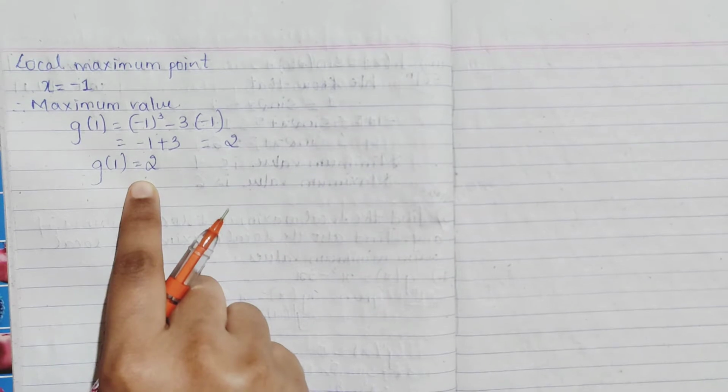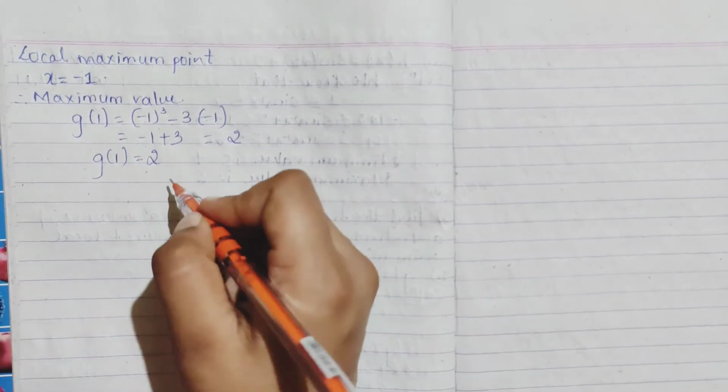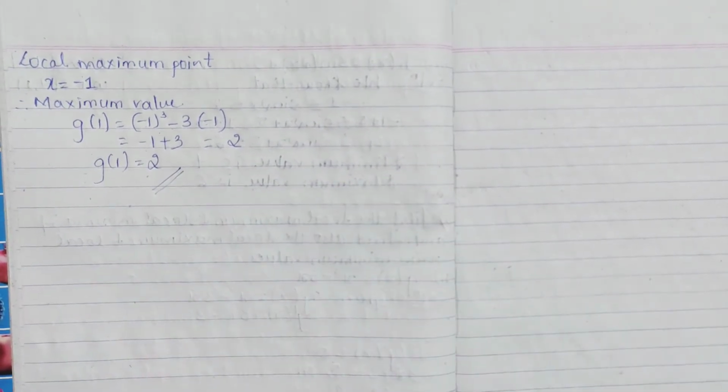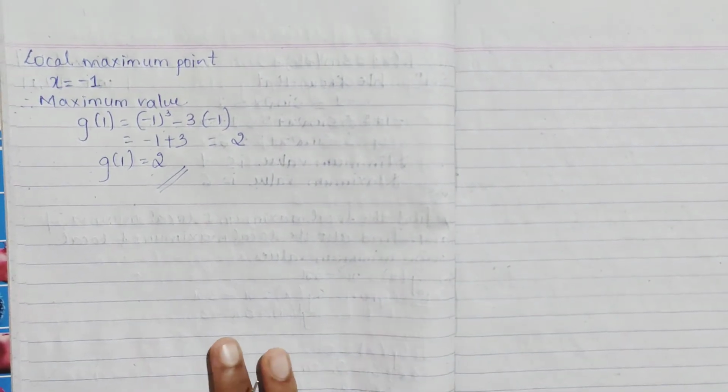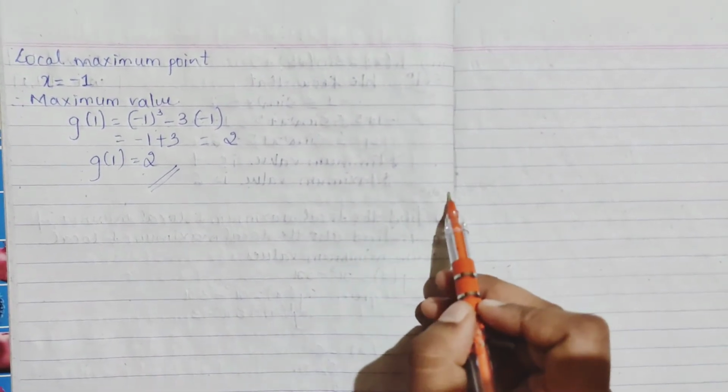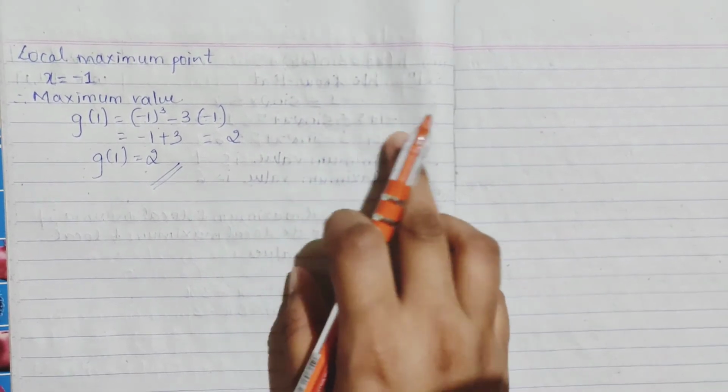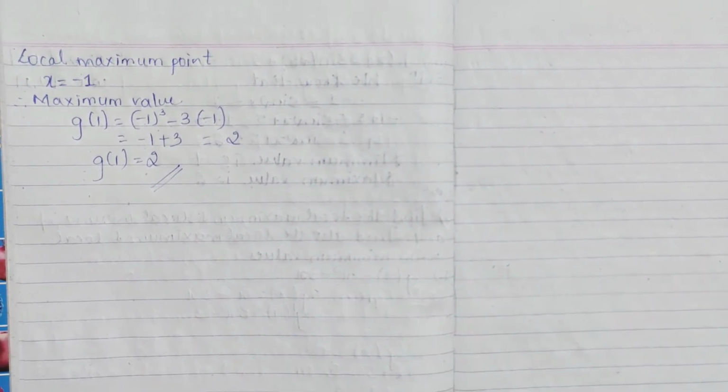I hope this much is clear. It is very easy to find in this way. Better you go for your second derivative too if you want to find easily, or else if you use the first derivative, again do a number line, check your sign, there also you will get the same.